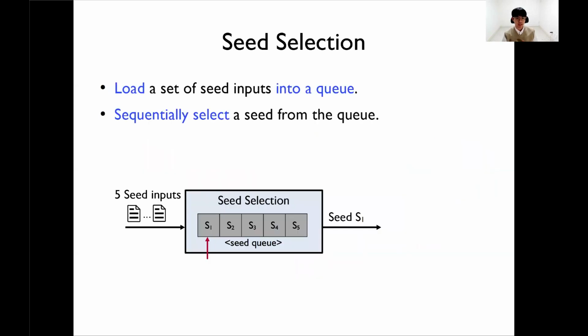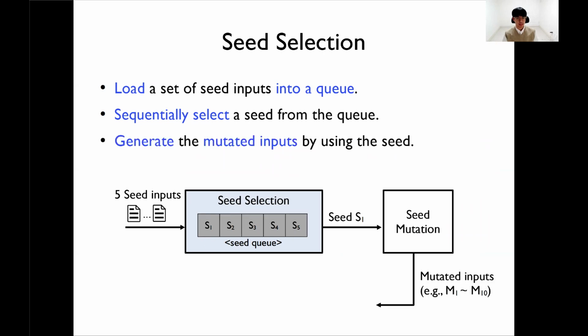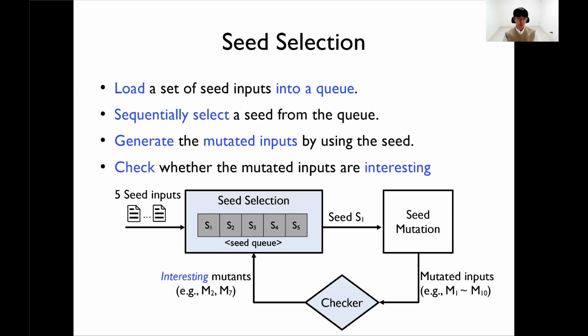First, the seed selection of AFL is simply done by selecting a seed from the queue sequentially. It first loads the initial set of seed inputs into a queue. Suppose that 5 seed inputs are given, and it loads the 5 inputs into a queue and simply selects the first seed in the queue. Then the seed mutation step takes this selected seed, S1 in this case, mutates S1 based on its own mutation strategies, and returns mutants such as M1 to M10. And then AFL checks whether each mutant is interesting or not, and returns only interesting mutants such as M2 and M7 in this case.